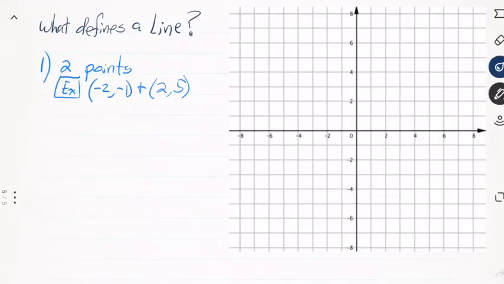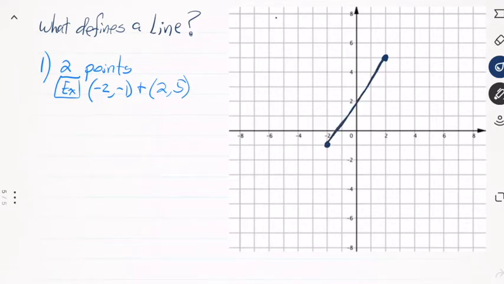So while we're talking about lines, what defines a line? A lot of people say 2 points define a line. So let's plot 2 points and see what that does for us. (-2, -1), just for an example, and (2, 5). And sure, 2 points define a line, but the only clear line that you can draw between 2 points is a line segment. So I'd like to go beyond a line segment.